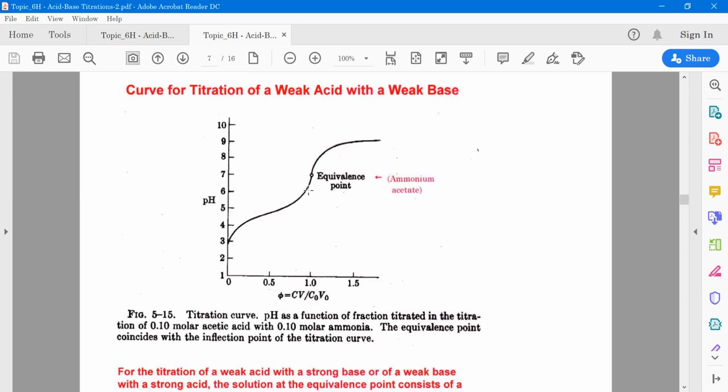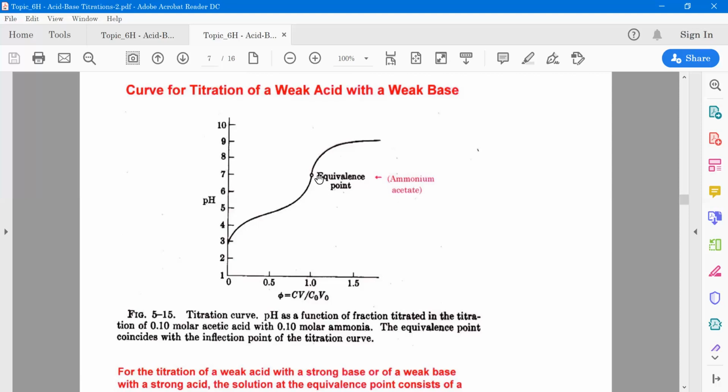And so eventually when we get to the equivalence point, we've added exactly the amount of ammonia needed to titrate or chemically balance the amount of acetic acid we had. So what we have at the equivalence point for the weak acid, weak base titration is itself a buffer. We have a solution of ammonium acetate.